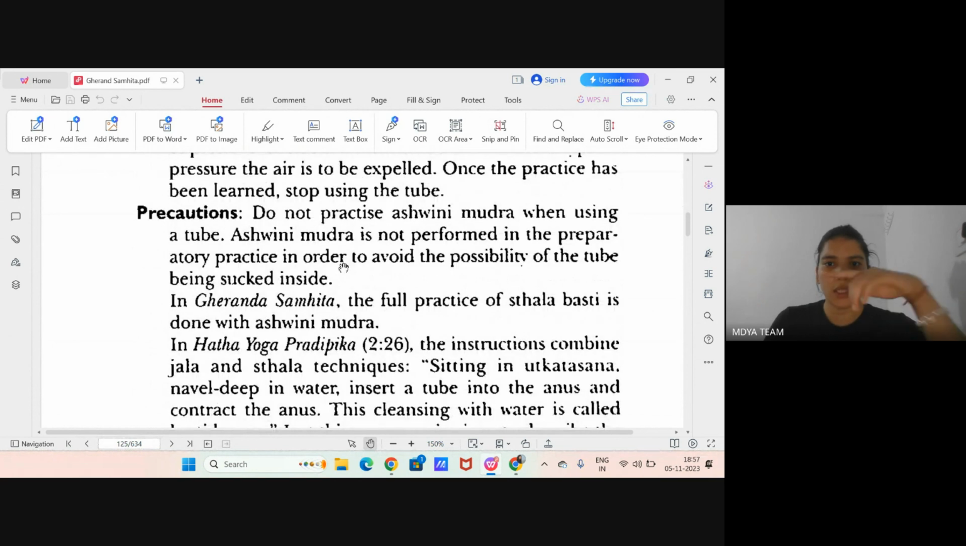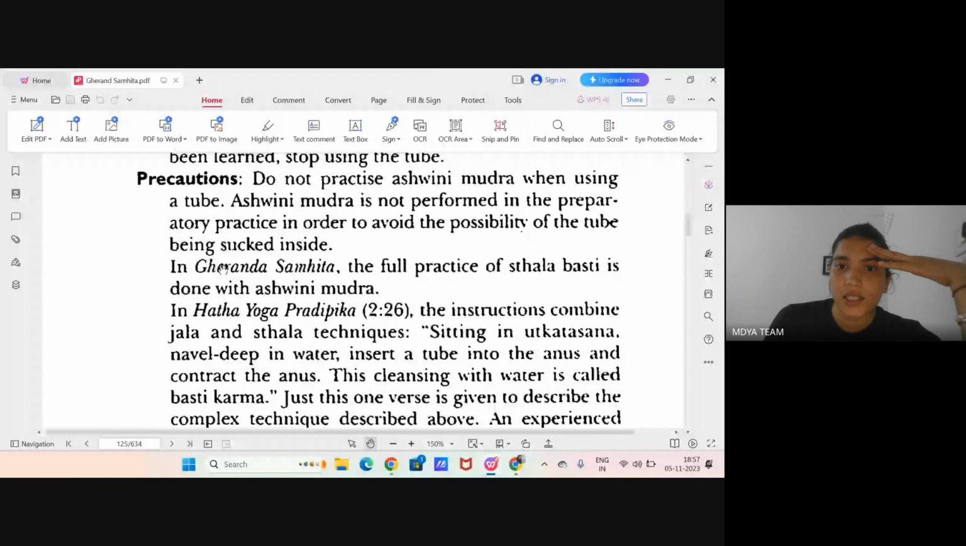There is a little bit of explanation given here. In precaution, do not practice Ashwini Mudra using a tool. In modern times, some mudras can be performed by using a tool. It is written here. So in this particular practice, don't use it as a tool. So next is the inherent.